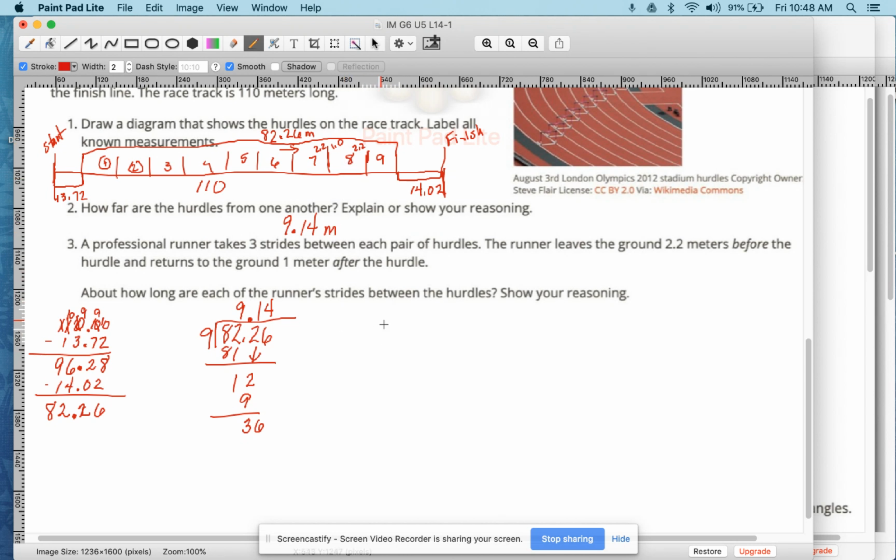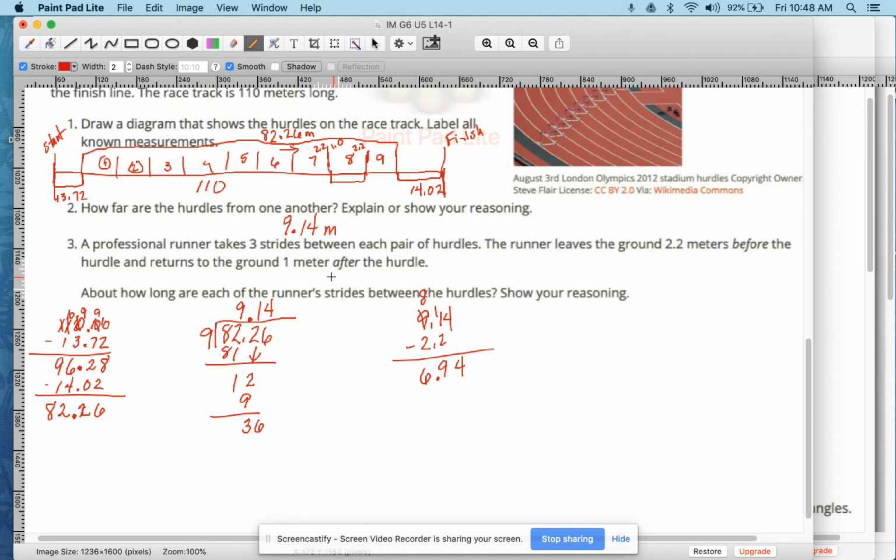So I know in between each of these hurdles, I have this 9.14. So I have 9.14 in between each hurdle. But the runner isn't using all of that space. The runner leaves the ground 2.2 meters before. So let's subtract 2.2 and see what we get. 4 minus nothing is 4. I have to borrow from the 9. That makes it 11 minus 2 is 9, and 8 minus 2 is 6. So the runner leaves 2.2 meters before. That leaves us at 6.94.